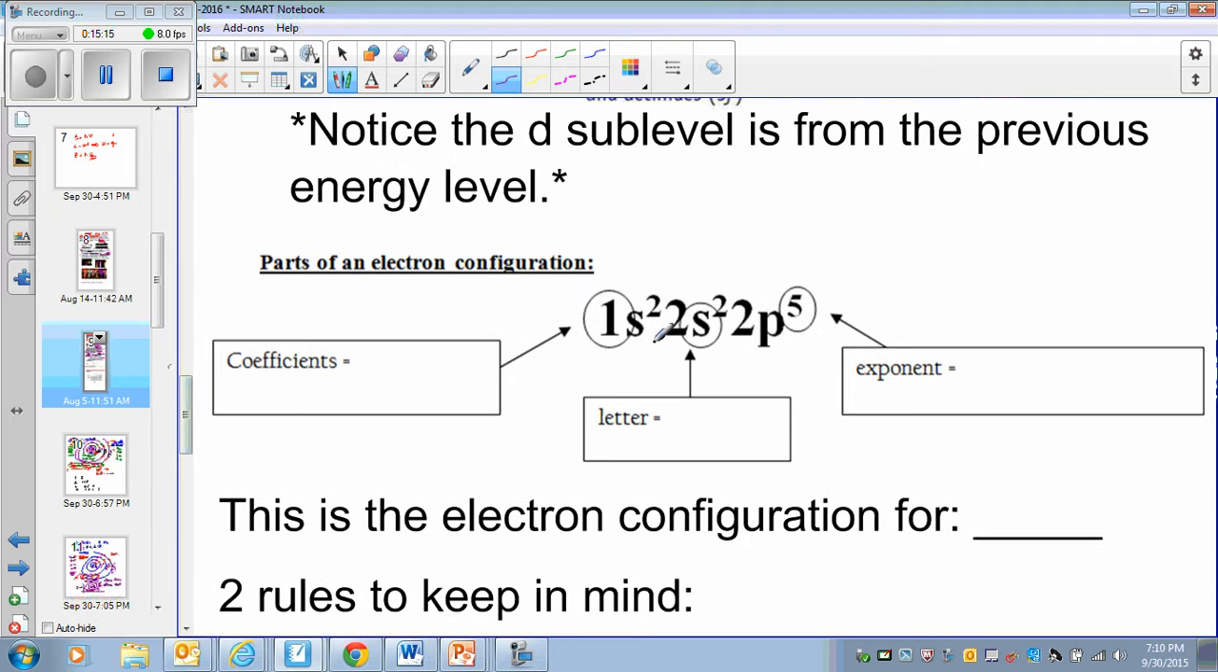So let's see, who is this electronic configuration for? 1s2, 2s2, 2p5. So how many electrons are there? It's 9 electrons. So you need to see which element has 9 electrons. So fluorine has 9 electrons. The atomic number is the number of protons, and the same is the number of electrons. So this is the electronic configuration for fluorine.